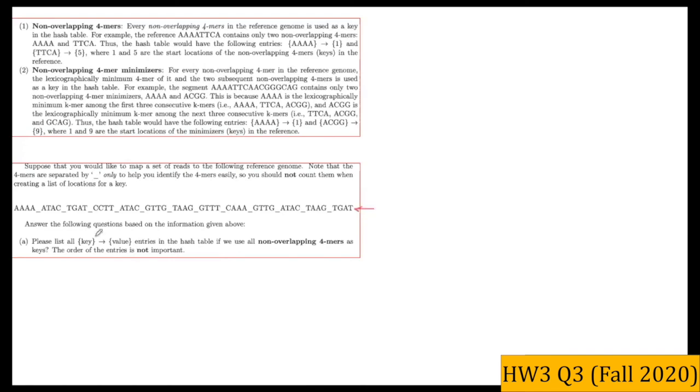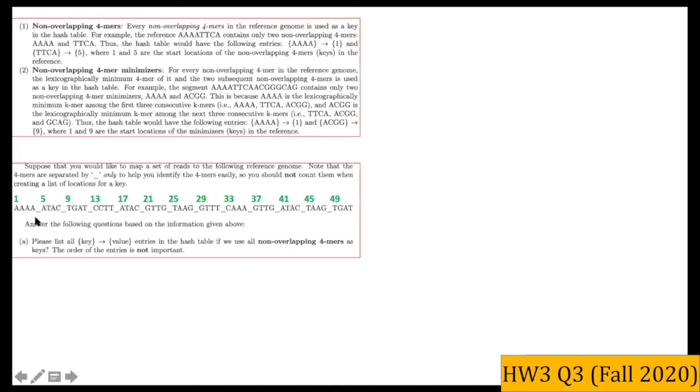Please list all key-value entries in the hash table if we use all non-overlapping 4-mers, which is the first method we discussed, as keys. The order of the entries is not important. Okay, so the first method is simply to extract every 4 characters that are non-overlapping and store them in the key column of the hash table, and then extract the start location of every k-mer and store it in the second column. So now I just indicate here the start location of each k-mer to make our solution easier.